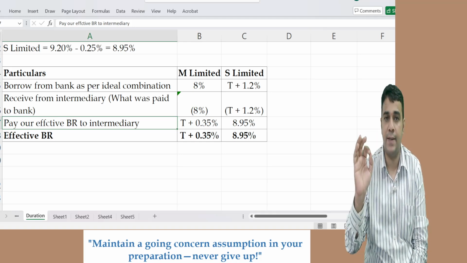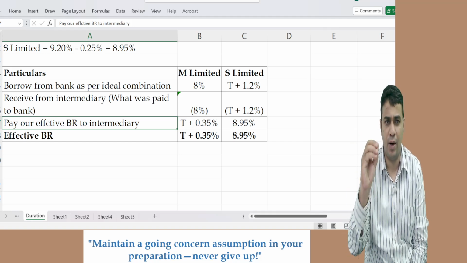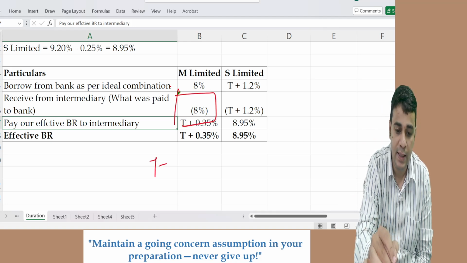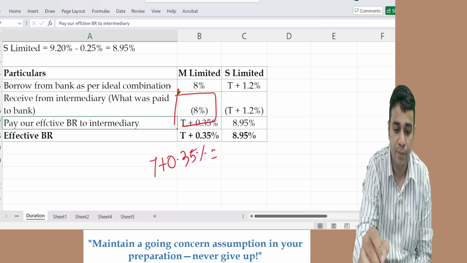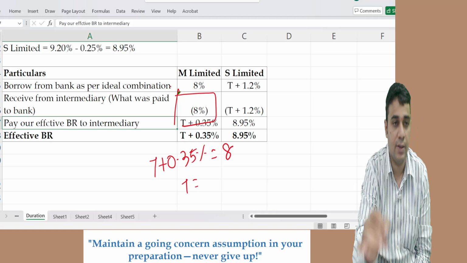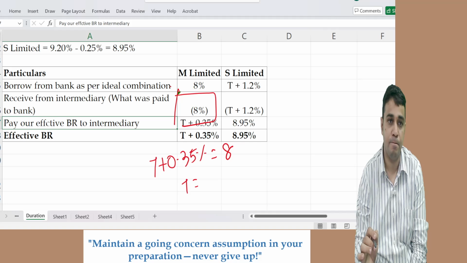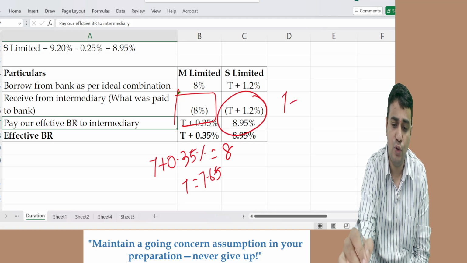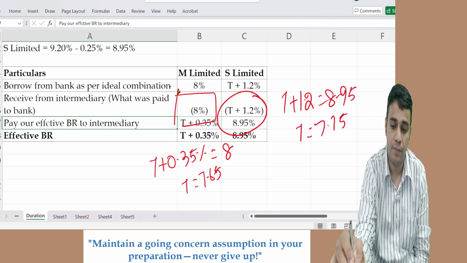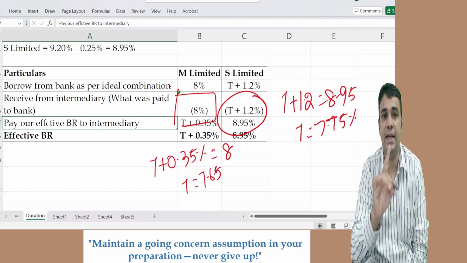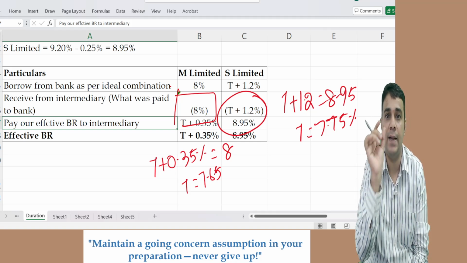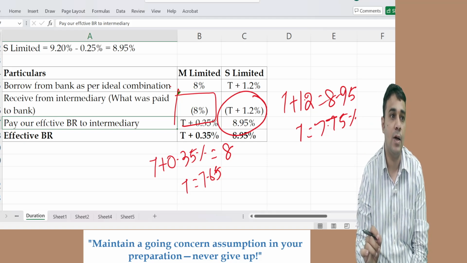One more simple explanation or an important point. If you understand, okay. If you don't understand, also it's okay. If you see here, the intermediary is doing T plus 0.35 is equal to 8. What do you get as T here? T plus 0.35 is equal to 8. What is T? Participate, guys. 7.65. This way, you do T plus 1.2 is equal to 8.95. What is T? In one place, you are swapping T as 7.65. Another place, you are swapping T as 7.75. Intermediary will make the balance 0.1%.